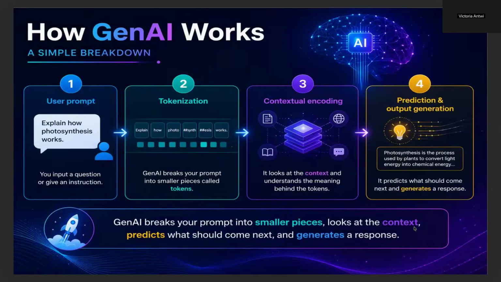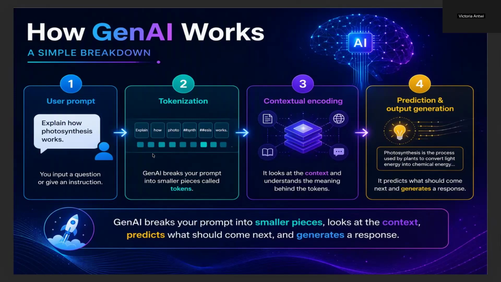Now, how does GenAI work? Here is a simple breakdown of how GenAI produces a response. The process begins with a user prompt. This is a question, instruction, or information that a user enters into the GenAI tool. For example, you might ask the tool to explain a concept, create a study guide, or suggest a topic for a research paper. It then moves to tokenization.